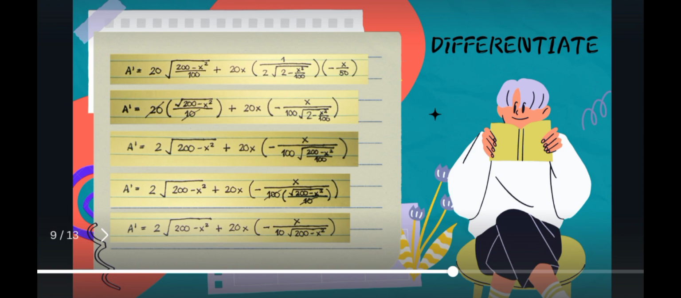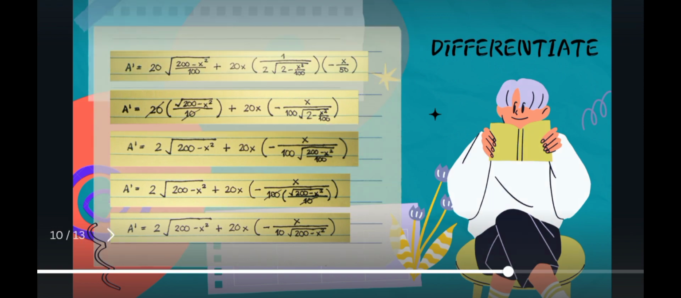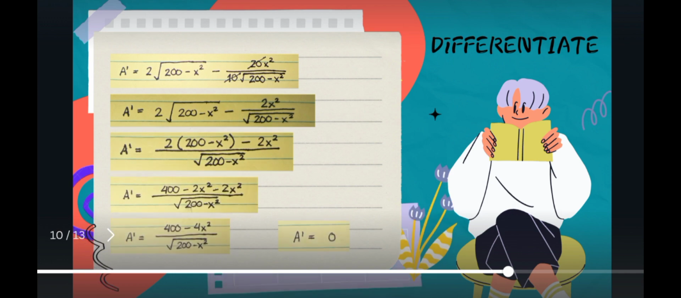Let's just multiply 20x to negative x, so the answer will be negative 20x squared over 10 square root of 200 minus x squared. Again, copy 2 square root of 200 minus x squared minus the 20x squared over 10 square root of 200 minus x squared. We will divide 20 by 10, so the answer will be 2x squared. Therefore, our equation will become 2 square root of 200 minus x squared minus 2x squared over square root of 200 minus x squared. Then proceed to subtraction.